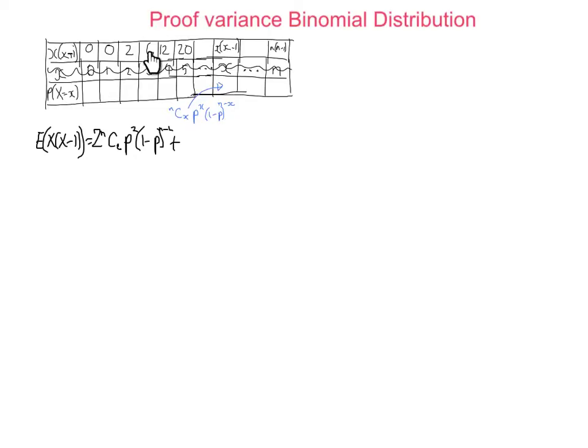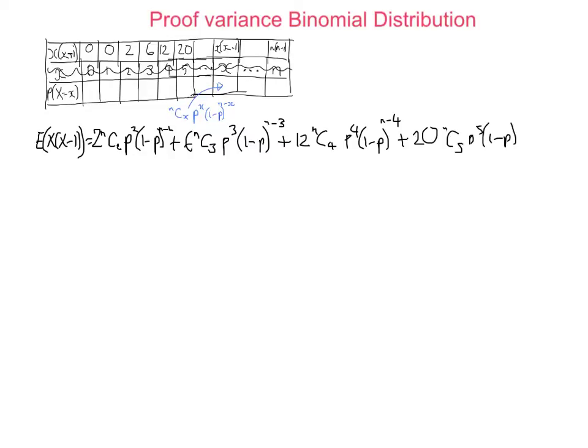Plus, next one, 6 times this probability in here. X was 3, so this would be n choose 3, p to the 3, 1 minus p to the n minus 3. Okay, next one is going to be 12, and the probability that would have been down there is n choose 4, p to the 4, 1 minus p to the n minus 4, plus 20 times n choose 5, p to the 5, 1 minus p to the n minus 5.